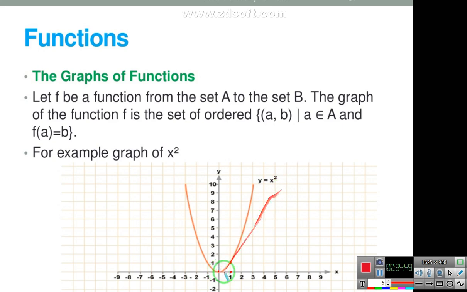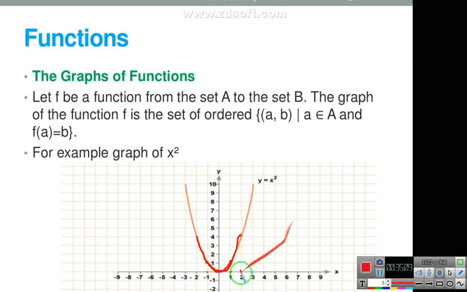So if you have x is equal to minus 1, your y value will be 1. Now you can connect all the points. When you have 2, your value will be 4. When you have minus 2, it will be 4. So combine all the points, and it will be your graph.